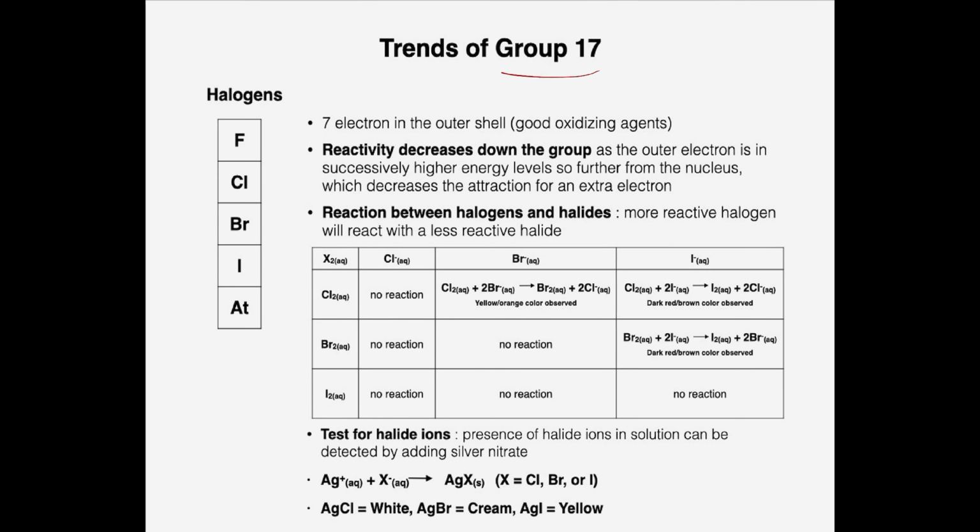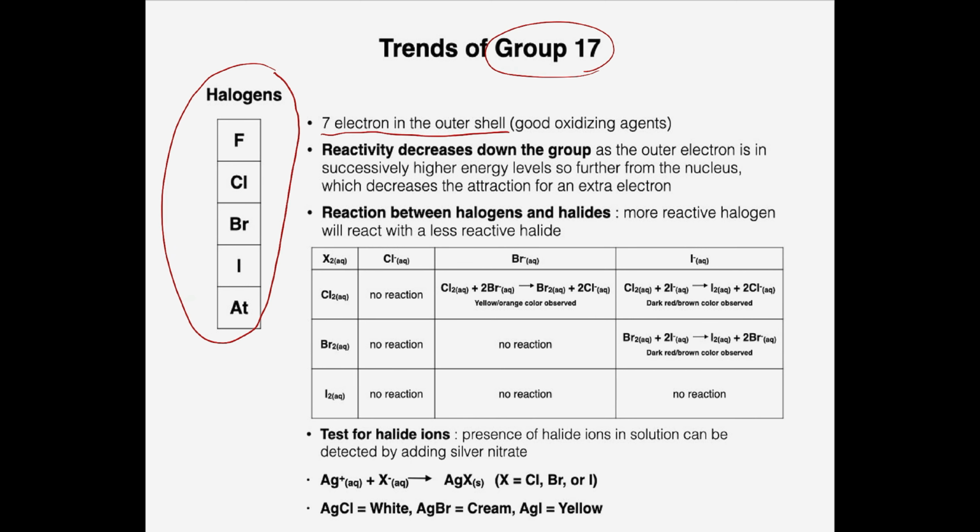How about Group 17? Elements in Group 17 are known as halogens, and they have 7 electrons in the outer shell. This makes them good oxidizing agents, meaning that they readily react by gaining an electron to form halide ions. Their reactivity decreases down the group as the outer shell is in successively higher energy levels, so further away from the nucleus, which decreases the attraction for an extra electron.